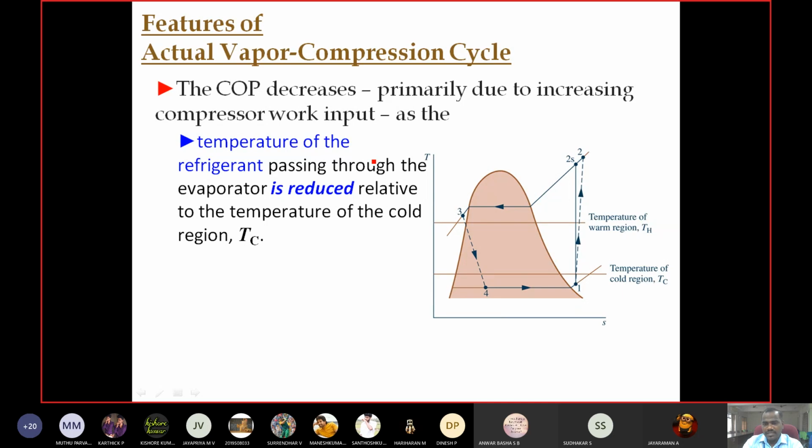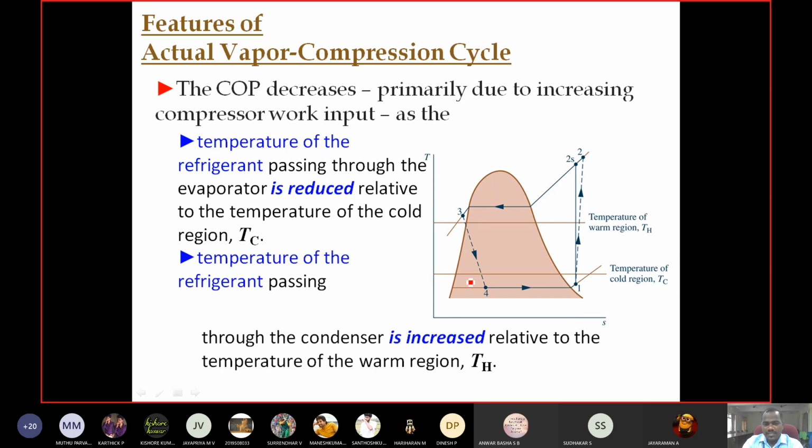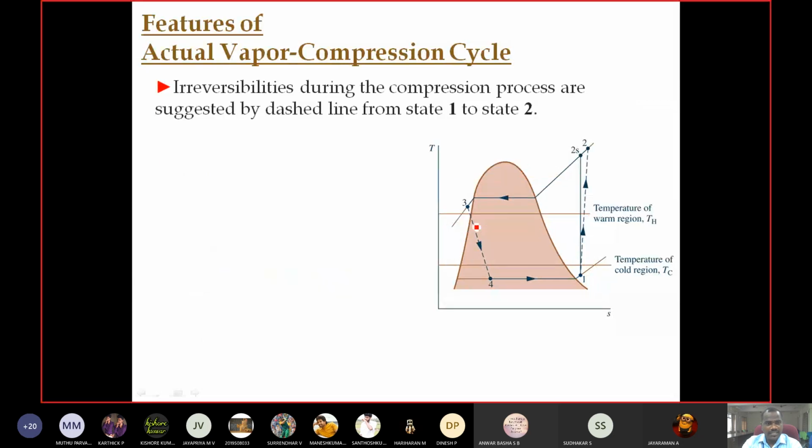Again I was saying, this reduction, right: the temperature of the refrigerant passing through the evaporator is reduced relative to the temperature of the cold region. Then the temperature of the refrigerant passing through the condenser is increased relative to the temperature of the warm region. Right. So we can get the increased refrigerant temperature, and also we can get the decreased refrigerant temperature based on the selection of our refrigerant.